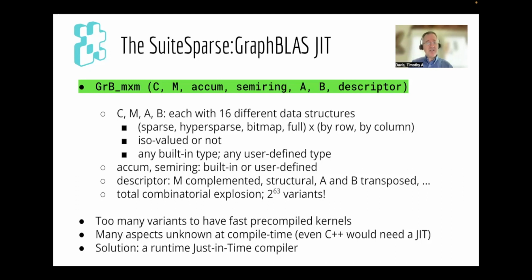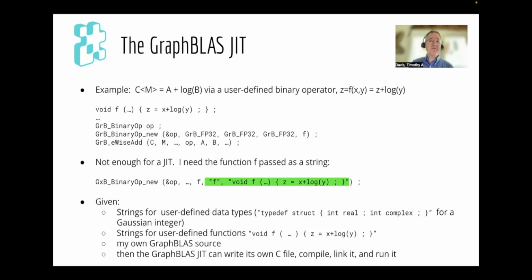So the solution is then a just-in-time compiler. This is what I call the SuiteSparse GraphBLAS JIT. So suppose you're doing an eWiseAdd, A plus log of B. Now, of course, you could use a GrB_apply first and then an add, but suppose you've got some operator you want to use for GrB_eWiseAdd, x plus log of y. So in the current C API, you say, here's a binary op, here's a function, you compile that function, you pass me the function pointer, and you call eWiseAdd, and I see a function pointer, and I use that for the eWiseAdd.